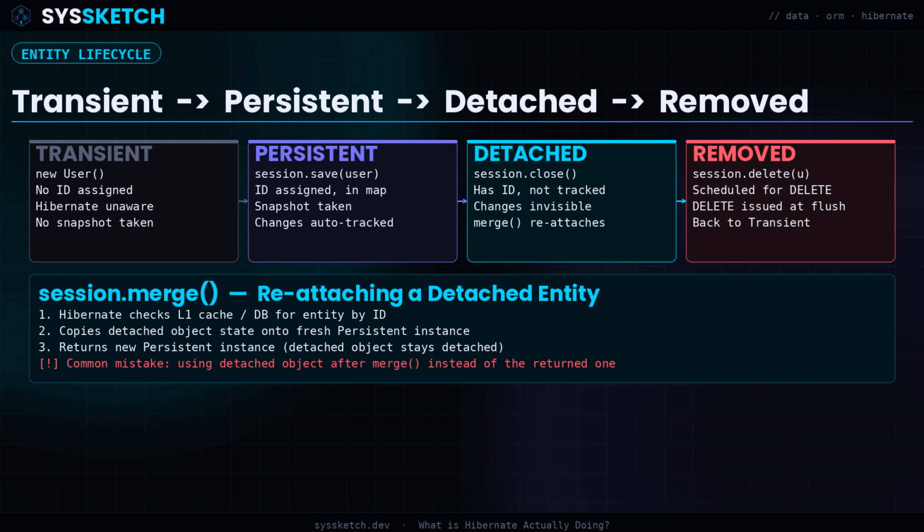Detached means the entity was once persistent. It has an ID, but the session that owned it has been closed. Hibernate is no longer watching it. Changes to a detached object are invisible until you call session.merge, which copies the detached state into a fresh persistent instance. Removed is self-explanatory. You've called session.delete, and Hibernate will issue delete at flush time.